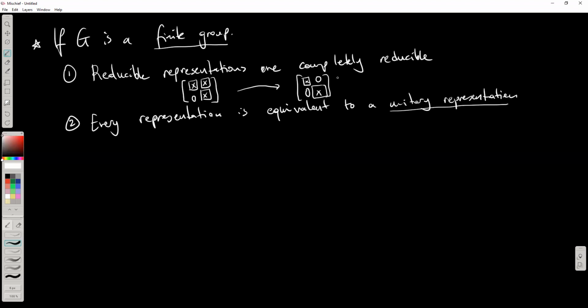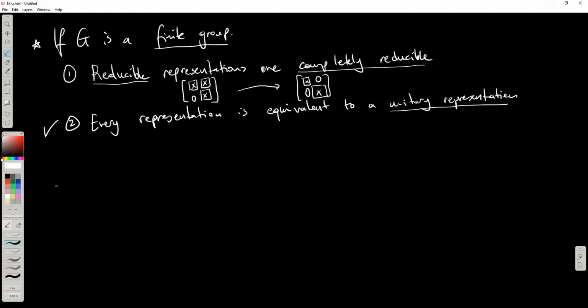It turns out that if the group is not a finite group, there are examples of representations which are reducible but not completely reducible. However, if the group is finite, then reducible is the same thing as completely reducible, right? I'm going to show you how you can do this. The nice thing here is the second feature. If the group is a finite group, we have shown that whatever the representation is, it's equivalent to a unitary representation. And for a unitary representation, we have a very nice feature here.